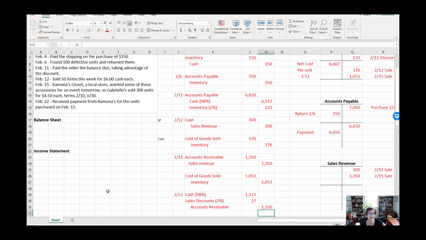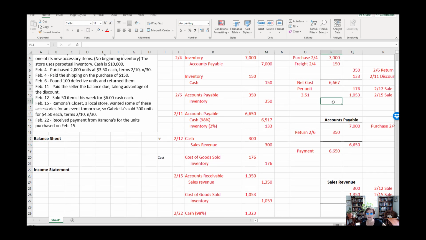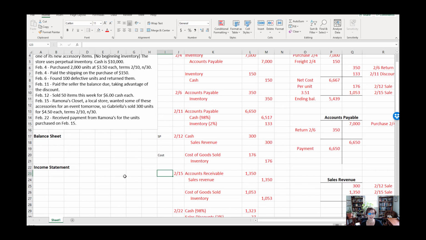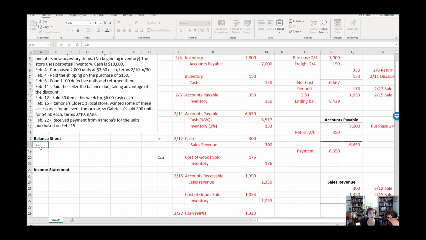All right. So now let's talk about what of this goes on our financials. First, let's calculate our ending balance here. Let's say it's 228 and they're preparing financial statements. So our ending balance of our inventory is the 6667 minus this minus that. So we have 5439 in our inventory. And then we'll figure out how much we have left in cash. So we don't owe anything for accounts payable. We don't have any accounts receivable because the customer paid us, right? So we will have some cash on our balance sheet and we'll have some inventory.